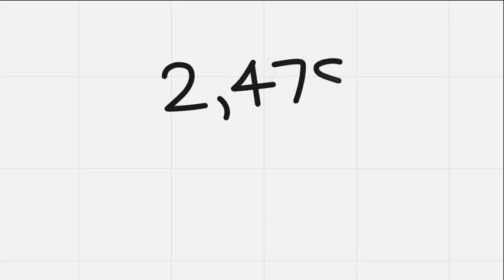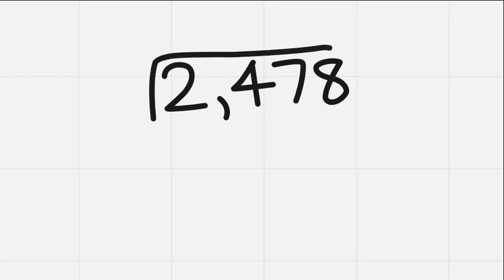2,478 divided by 7. We're going to start with the 2. 2 is less than 7, so we cannot count it. So we'll look at the digit next door, the 4. We're going to count by 7 to get to 24 without going over.